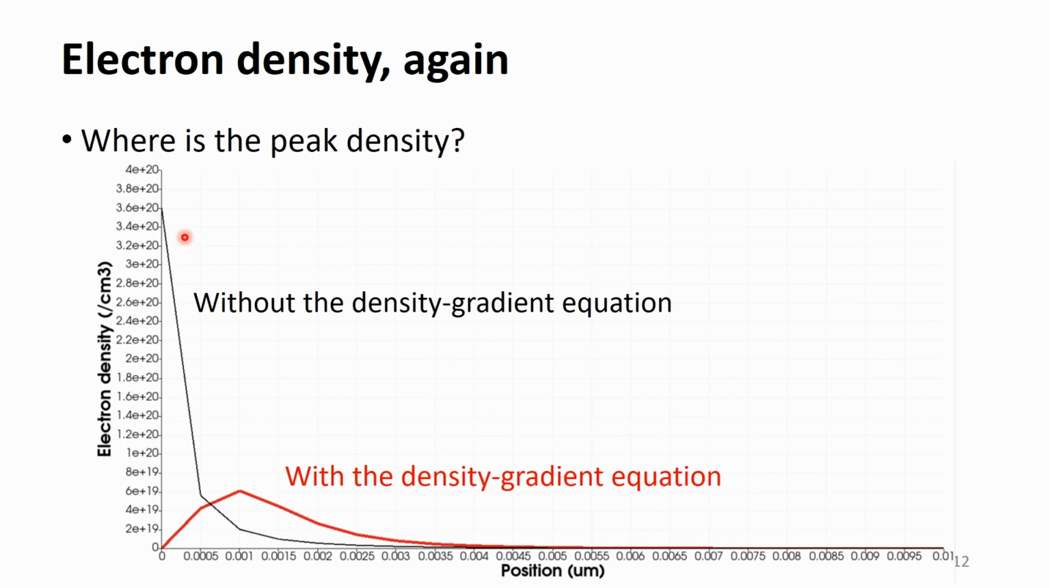When the density gradient equation is solved together, the electron density profile is modified. In the red curve, the electron density shows its peak value at about 1 nanometer away from the interface. Therefore, effectively, from the viewpoint of the gate terminal, the distance to the peak electron density is now increased. The effective oxide thickness becomes larger due to this effect.